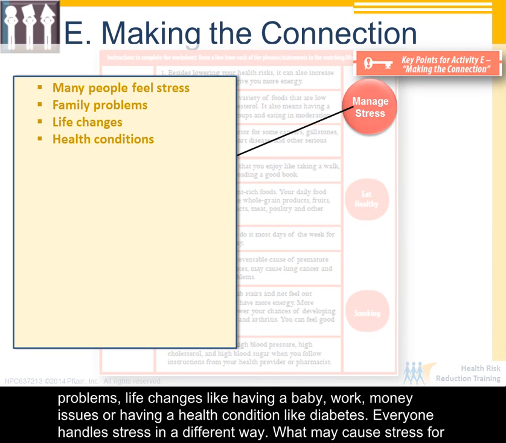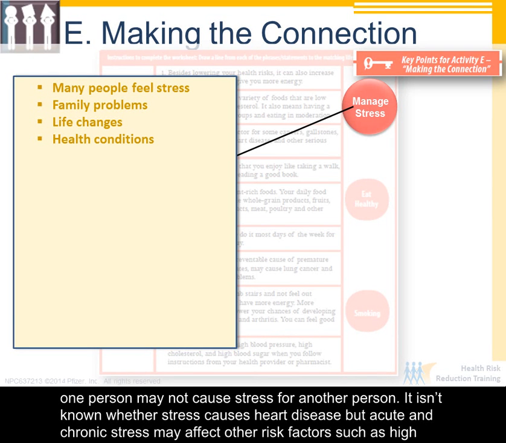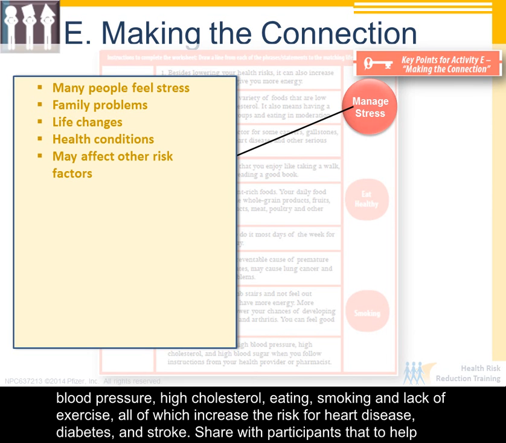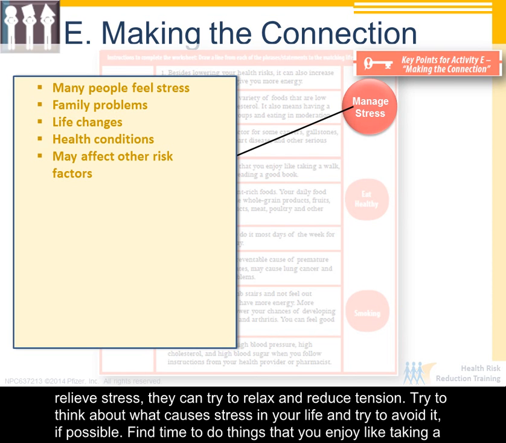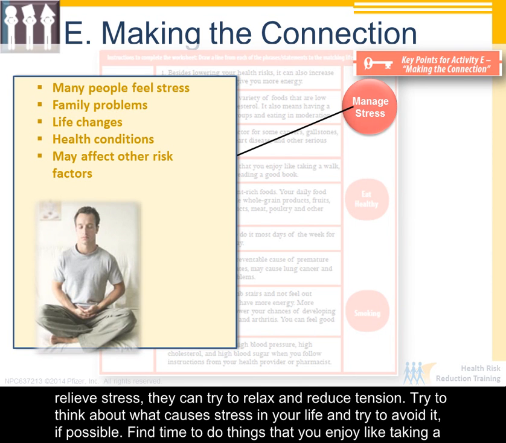Everyone handles stress in a different way. What may cause stress for one person may not cause stress for another person. It isn't known whether stress causes heart disease, but acute and chronic stress may affect other risk factors such as high blood pressure, high cholesterol, eating, smoking, and lack of exercise, all of which increase the risk for heart disease, diabetes, and stroke. Share with participants that to help relieve stress, they can try to relax and reduce tension.